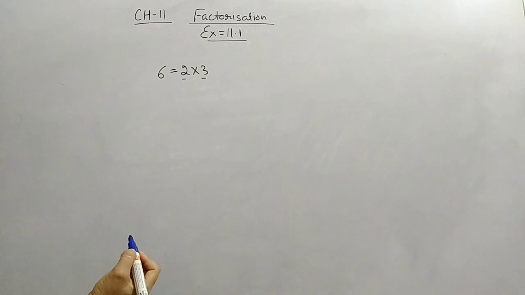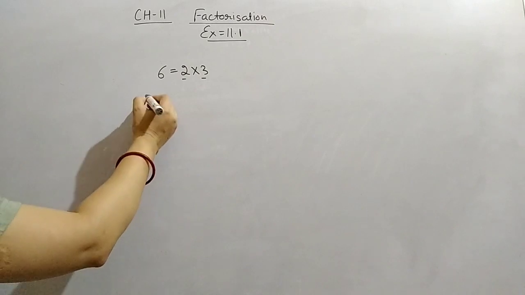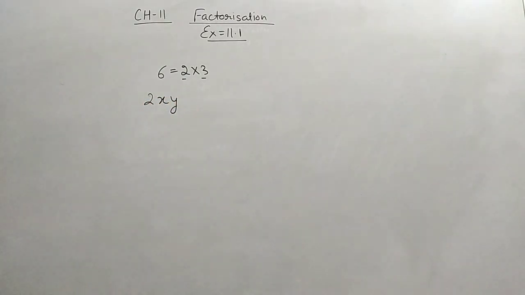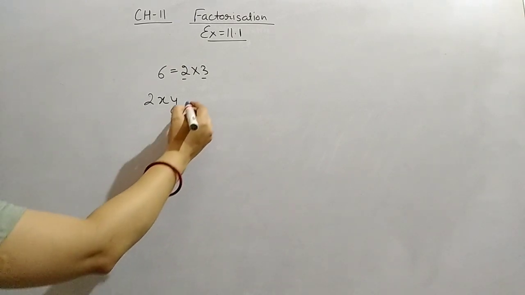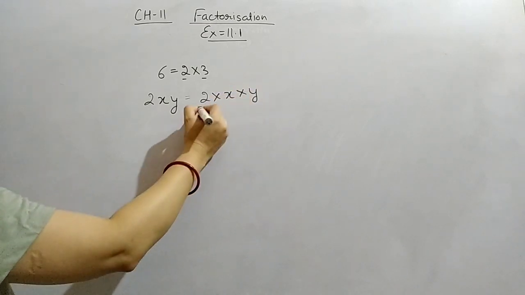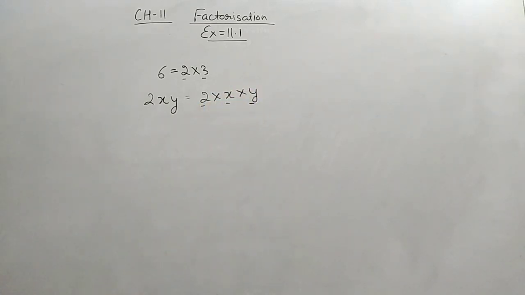Similarly, if you have an algebraic expression, meaning a combination of numbers and variables. Variables we can say alphabets, a combination of numbers and alphabets with the help of addition, subtraction, multiplication or division. For example, if you have 2xy, this is an algebraic expression. So this expression we can split and write as 2 into x into y. So here 2, x and y are the factors of 2xy.